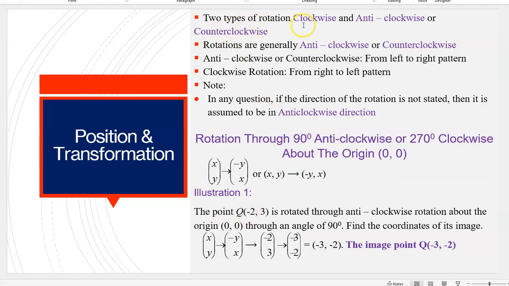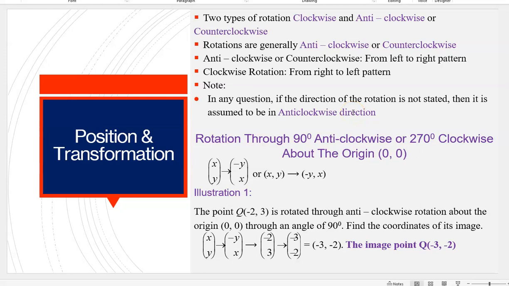Two types of rotation: clockwise and anti-clockwise, or counterclockwise. Rotations are generally anti-clockwise or counterclockwise. Anti-clockwise goes from left to right in pattern, and clockwise rotation goes from right to left in pattern. Now note the following. In any question, if the direction of the rotation is not stated, then it is assumed to be in anti-clockwise direction.